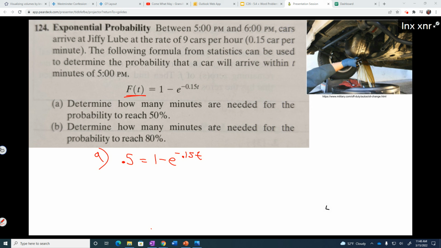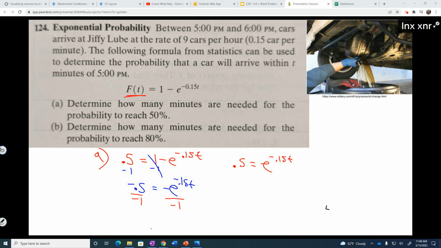So then we're going to use some inverse operations to solve for t. Anybody know what would be the first thing we'd want to do here? We want to get the e by itself first. Yeah, we want to move this 1 over, right? So subtract 1 from both sides. Then we get negative 0.5 equals negative e to the negative 0.15t. Now we just have that negative to deal with, right? So we divide by negative 1. And we get positive 0.5 equals e to the negative 0.15t.